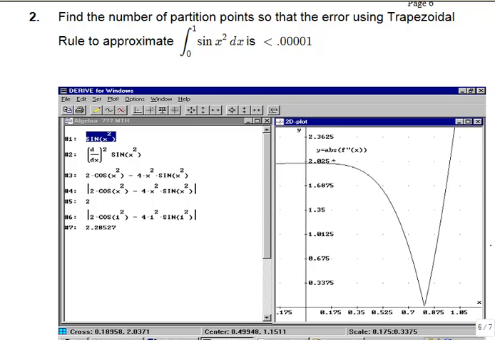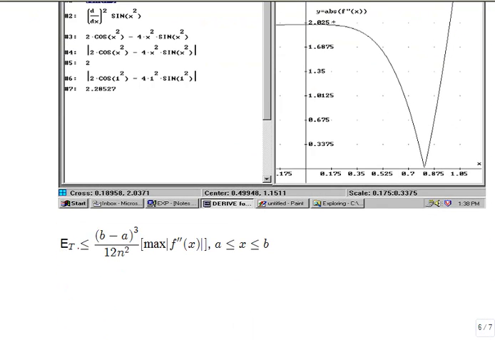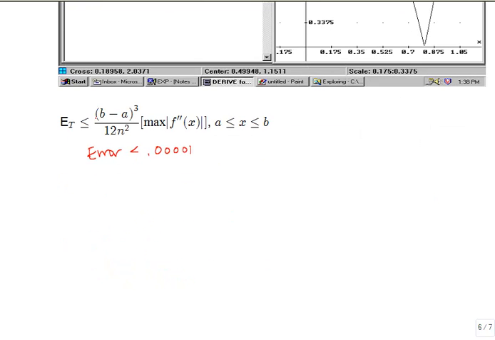Okay, so the formula that we're using is this error formula right here. We want this error to be less than 0.00001. So that means we want this formula, (b minus a) cubed over 12n squared times the maximum of the absolute value of the second derivative of x, all of that to be less than 0.00001.